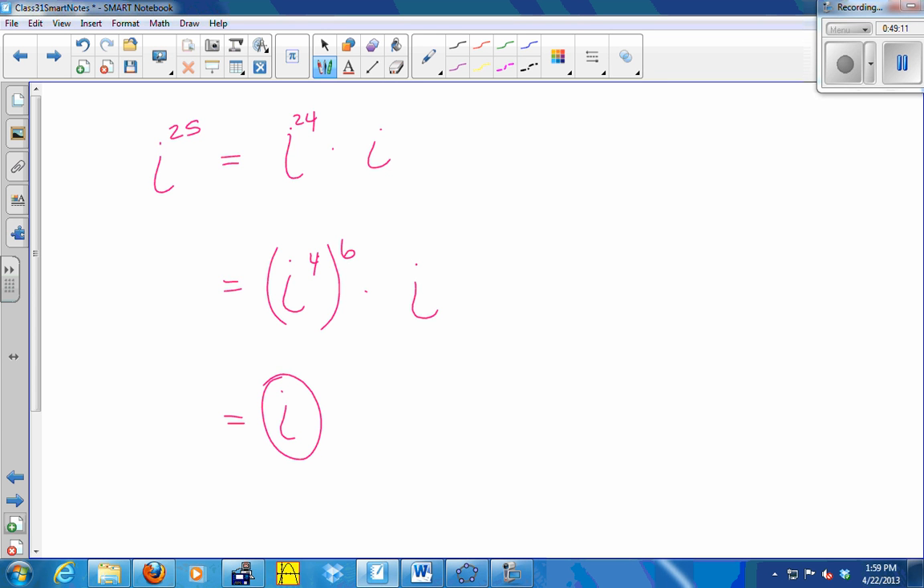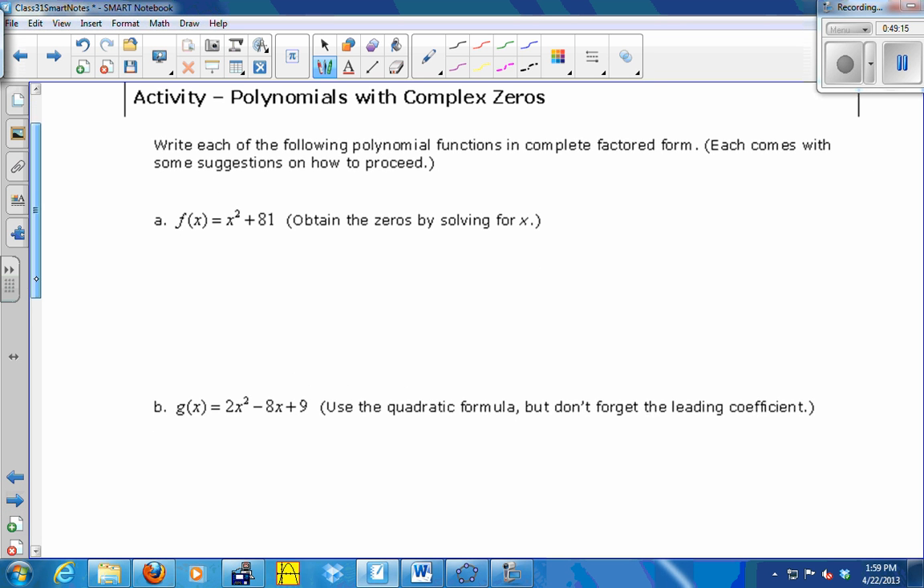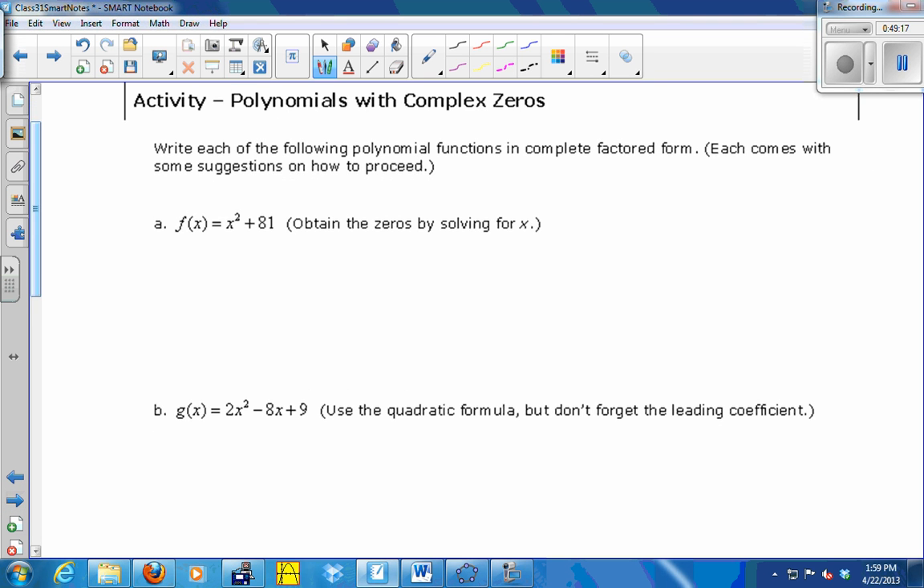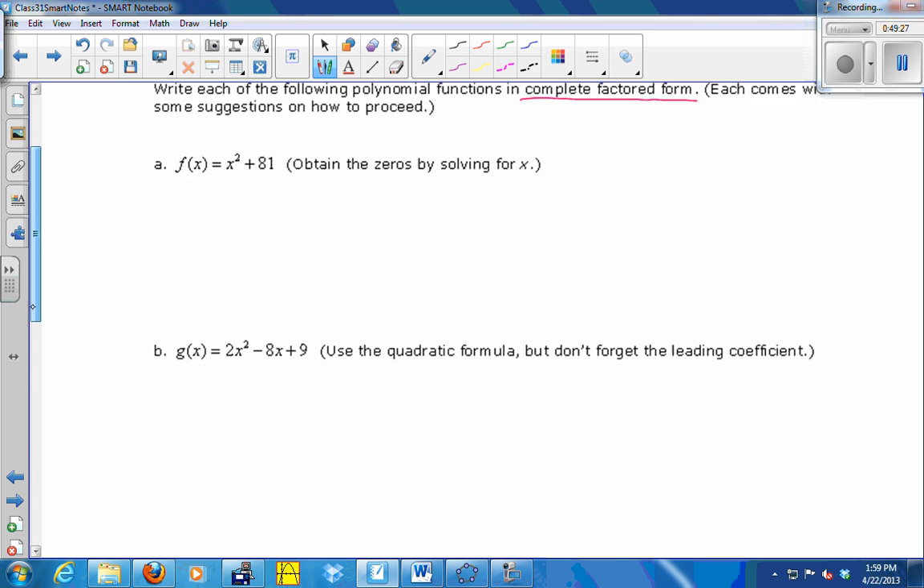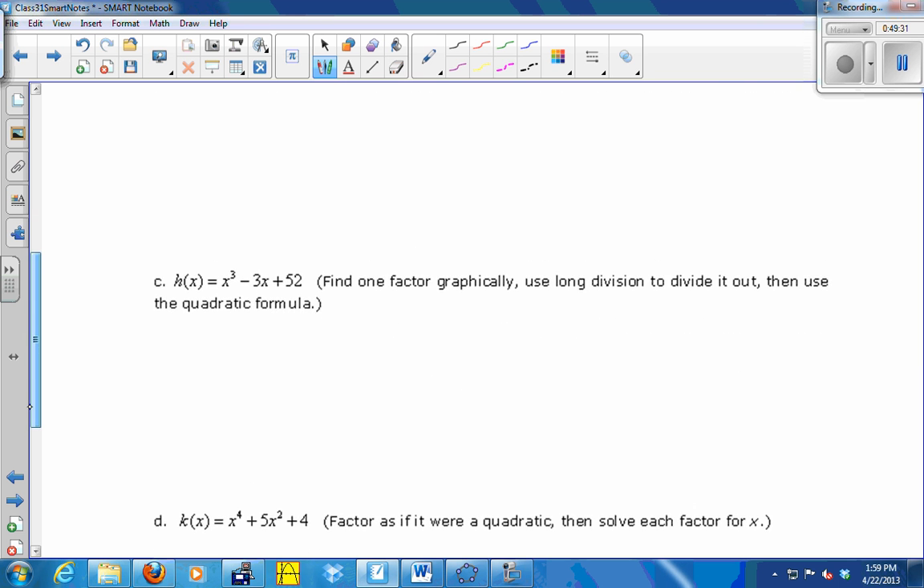All right, so we've got 10 to 15 minutes to work on the activity, polynomials with complex zeros. I just gave you several polynomials. I want you to write them in completely factored form. Each one comes with a little hint of the best way to proceed.